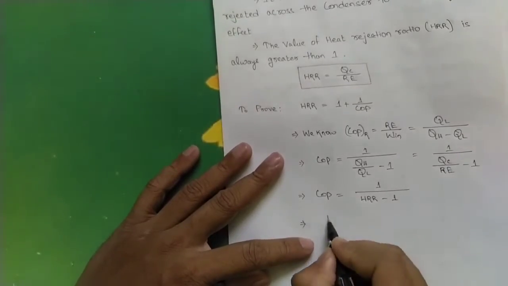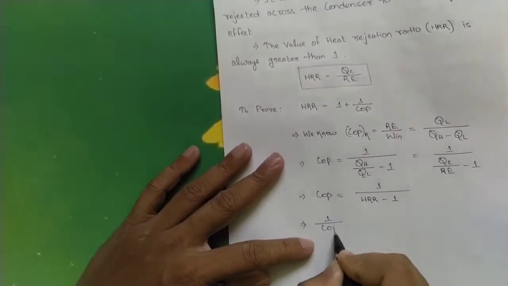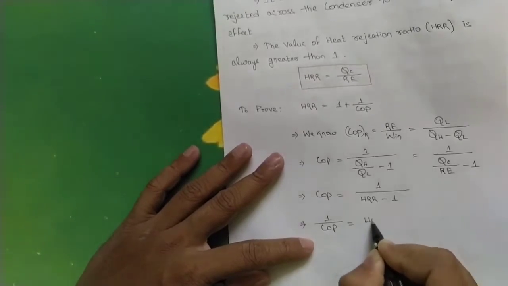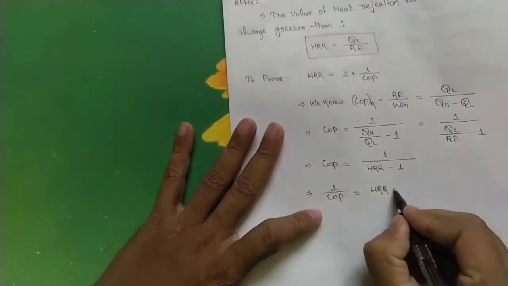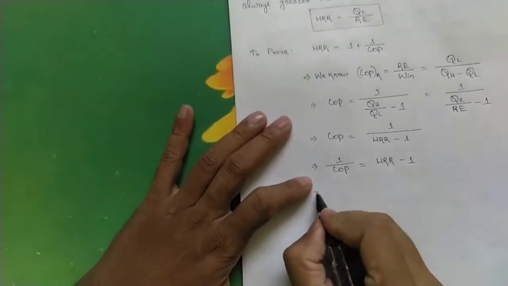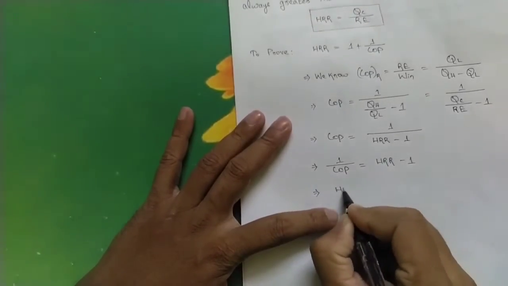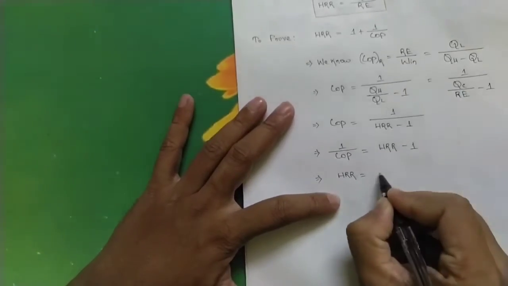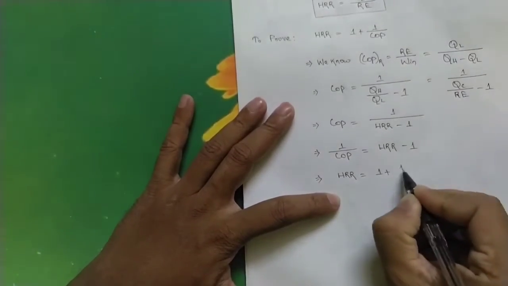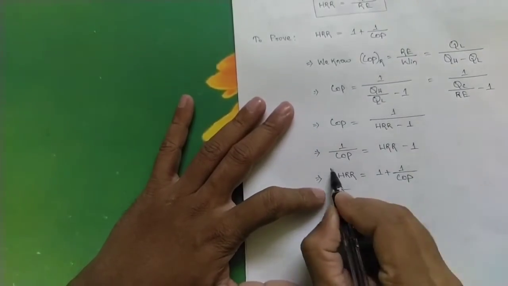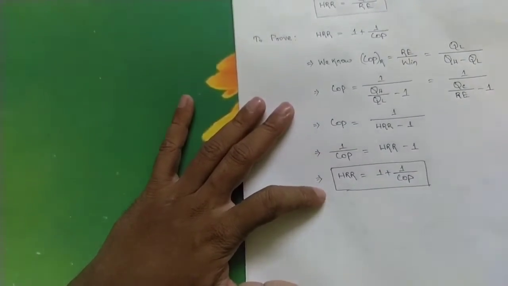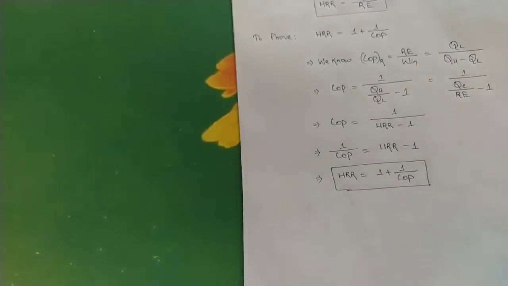Now taking the inverse of COP, we will get heat rejection ratio minus 1, or heat rejection ratio is equal to 1 plus 1 by COP. So the heat rejection ratio formula is 1 plus 1 by COP.